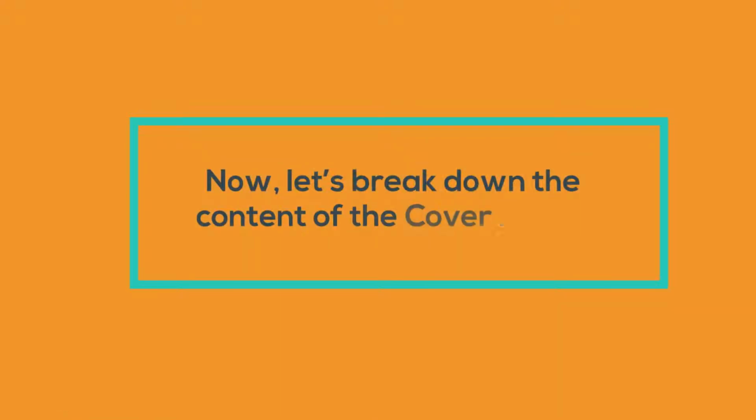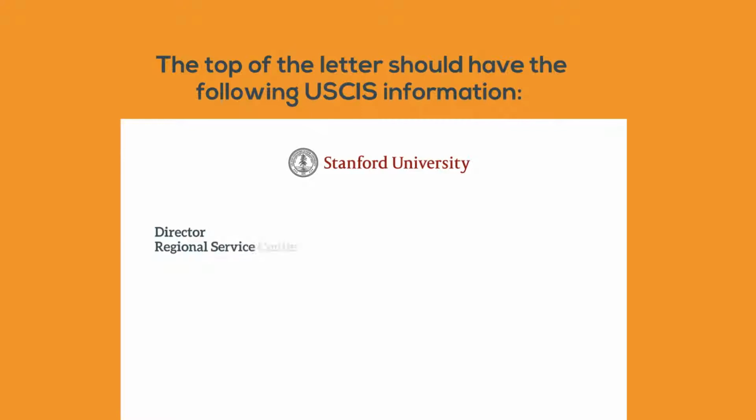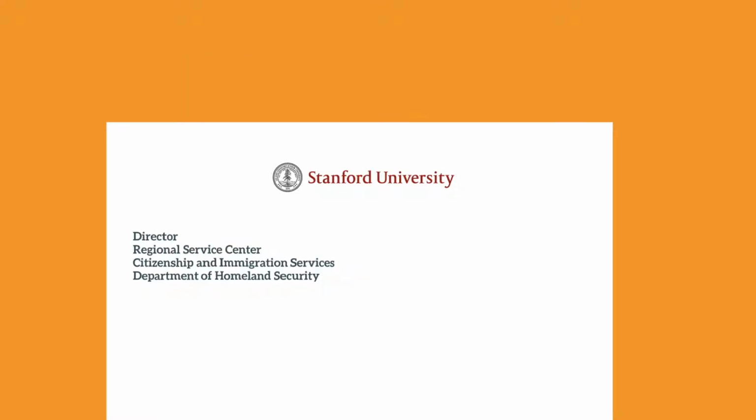Now, let's break down the content of the cover letter. The top of the cover letter should have the following USCIS information: Director, Regional Service Center, Citizenship and Immigration Services, Department of Homeland Security. Below the USCIS information is the In Regards to or Re section. Here you will enter one of 6 options that describe the purpose of the H-1B petition. Those options and their definitions are as follows.